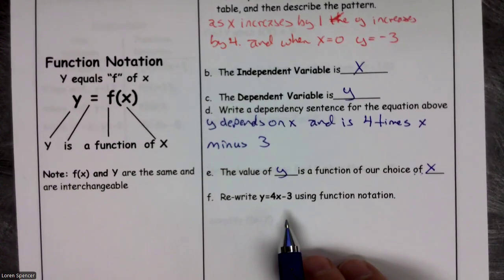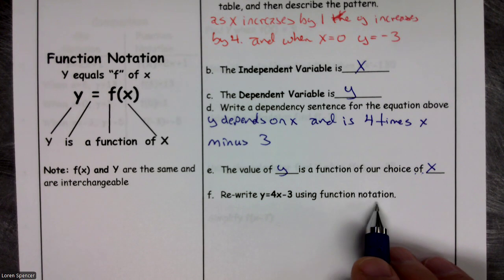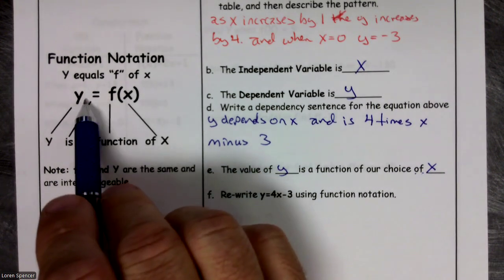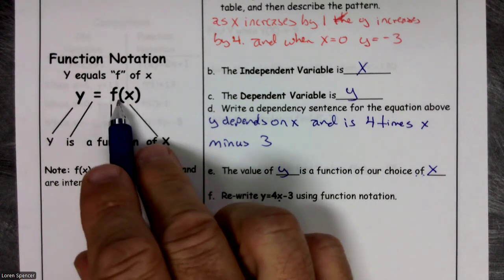All right. The next thing, rewrite y equals 4x minus 3 using function notation. Well, function notation just means whatever this variable is, we're going to use f.